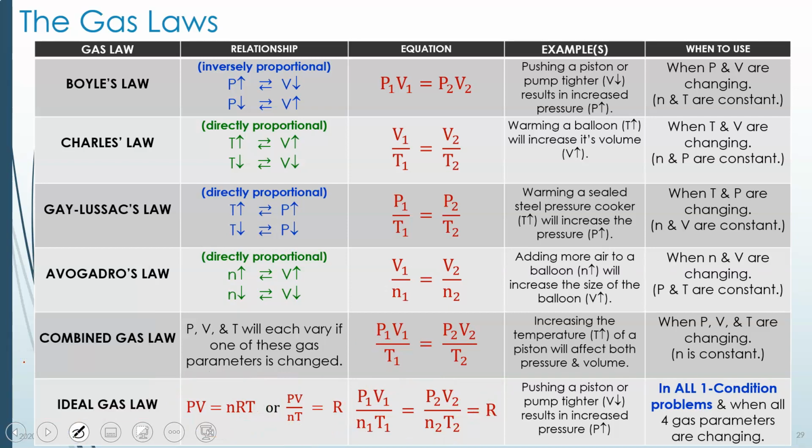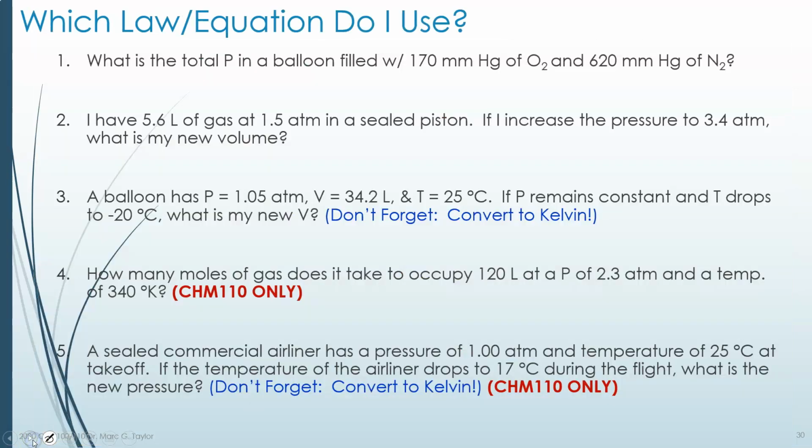So we have all these equations. In addition, we also have Dalton's law of partial pressures, which is not shown here. That one just says that the total pressure of any system equals all the individual partial pressures contributed by each individual type of gas in that container. So let's look at some typical problems and decide which formula, which law is the appropriate approach to solving that problem. So let's look at number 1.